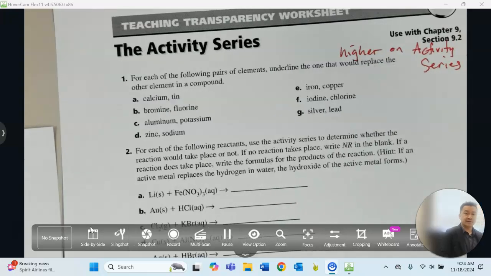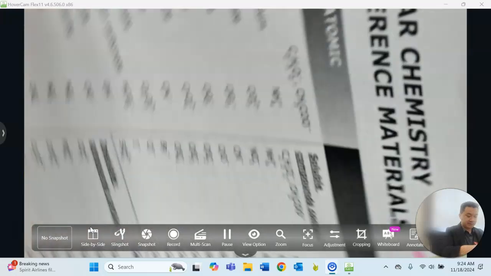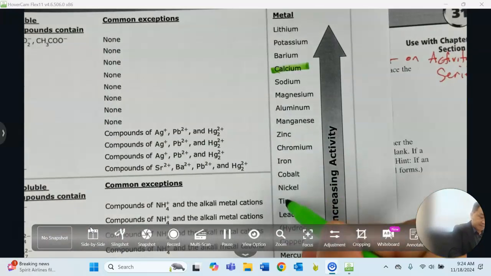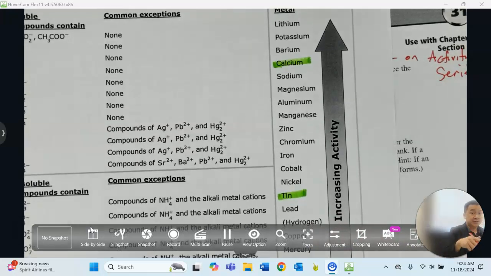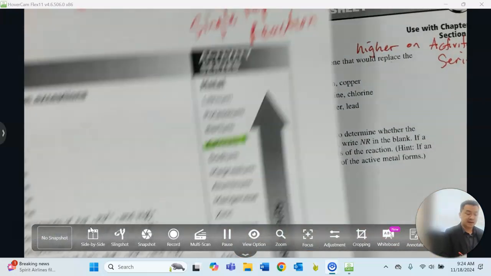Okay, it will be higher in the activity series. So you look at calcium and tin. Calcium is right here, and tin is down here. Calcium's above, so it will replace. So you'll circle calcium, the one that is higher.